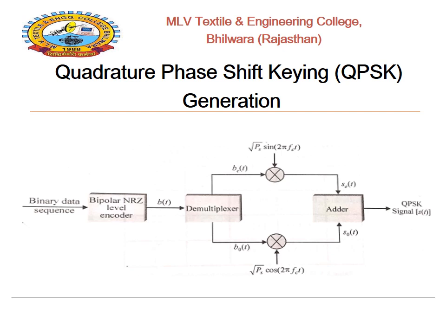Finally, the outputs of the two multipliers are s_e(t) and s_o(t). The upper modulator provides s_e(t), E for even, and the lower modulator provides s_o(t), O for odd part. Both are given to the adder, and finally the adder provides the QPSK signal.